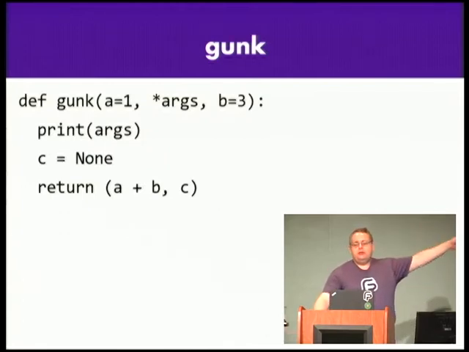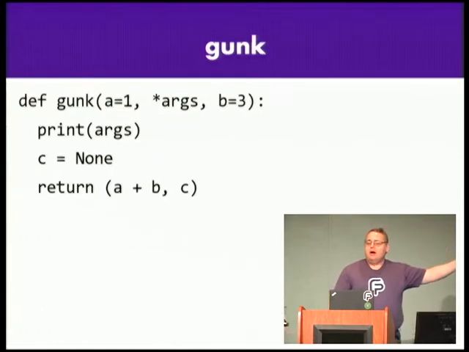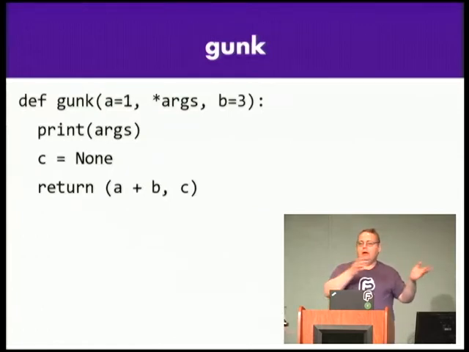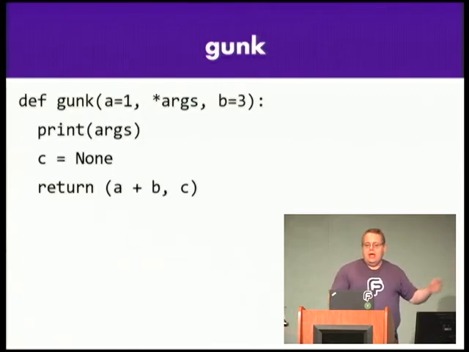We have a positional parameter called a with a default of 1. We have a parameter called args, which is the variable argument array of positional arguments. And we have a keyword-only argument called b with a default of 3. We print out args. We have a local variable called c we're assigning to None. And then we return a stupid little tuple of a plus b, comma c.